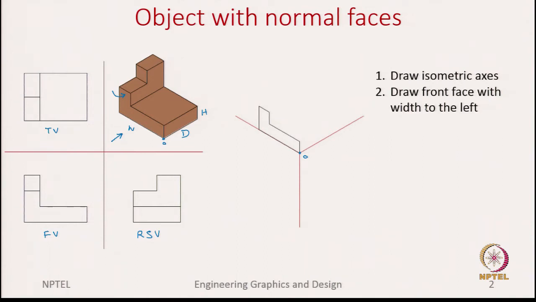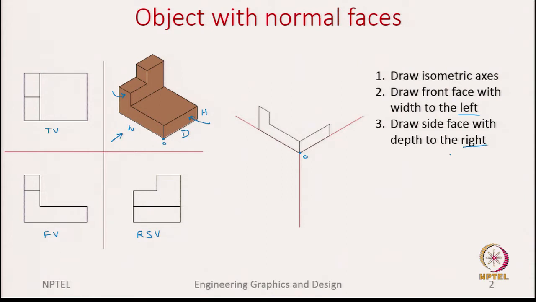The front face with width. So, the front face has the width and the height that is drawn to the left. And similarly, how do we capture this side view or this surface which is appearing in the side view? That we capture to the right of point O. Draw the side face which has the depth and height to the right.